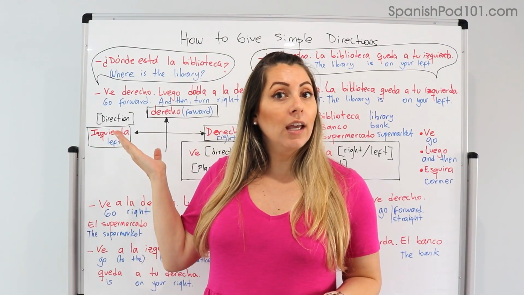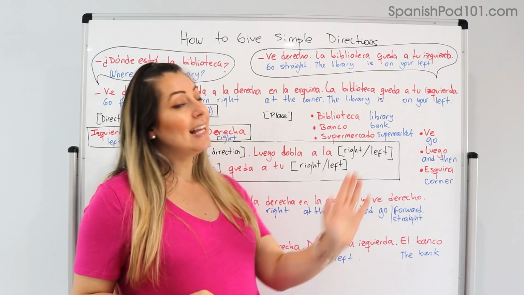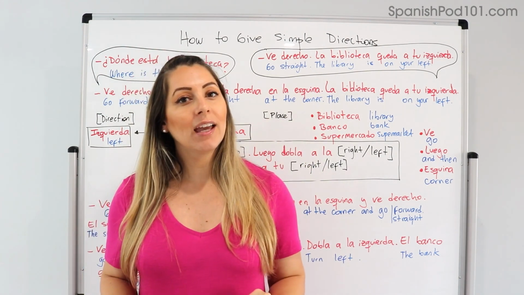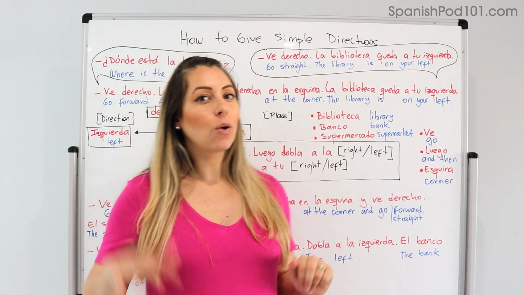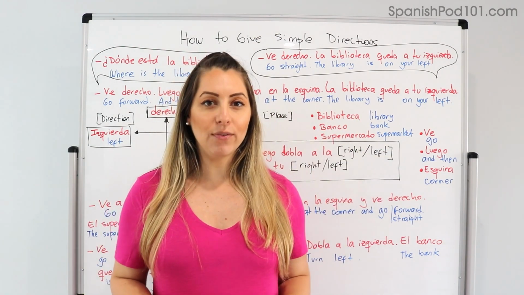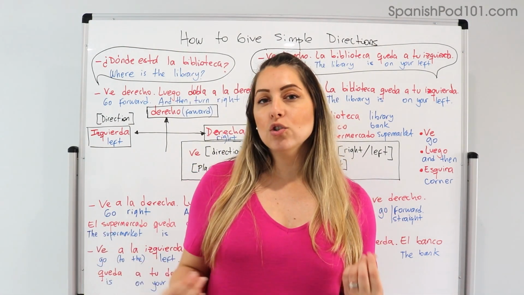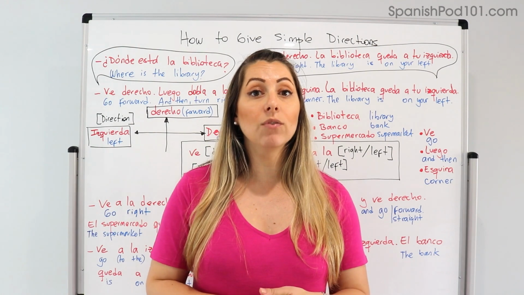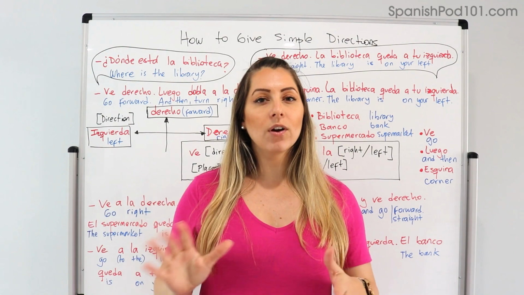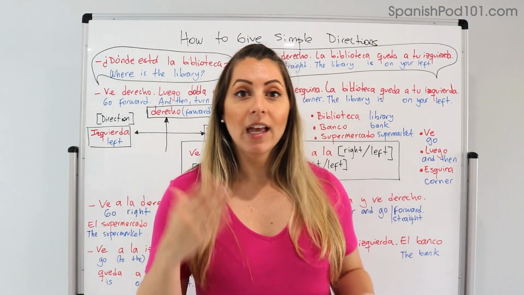¿Dónde está la biblioteca? Ve derecho, la biblioteca queda a la izquierda. Where is the library? Go straight. The library is to your left. Muy bien. Very well. So in order to have a look at some simple directions, first let's start with the different directions. We're going to start with the vocabulary today, and we're going to have a look at the different directions in Spanish.